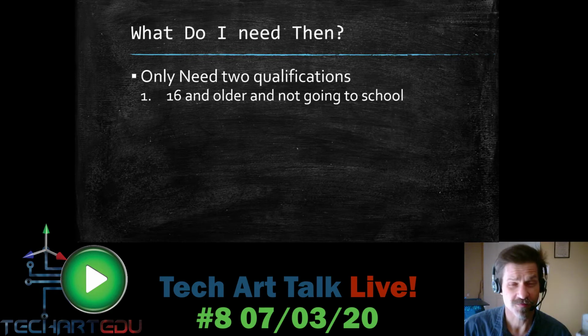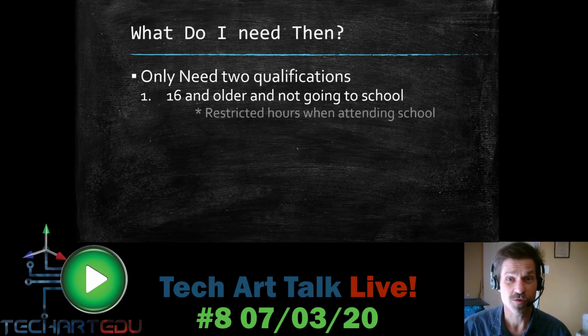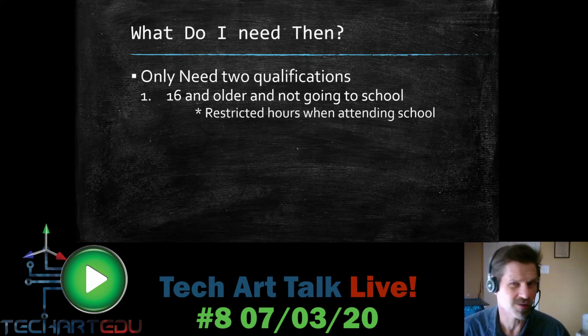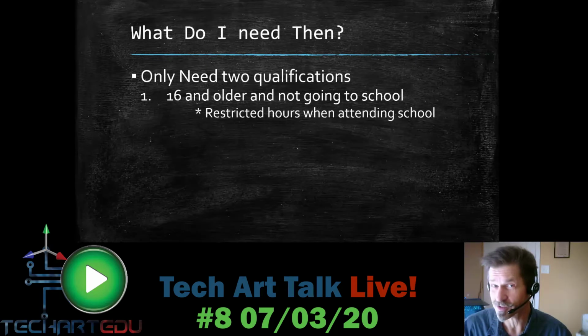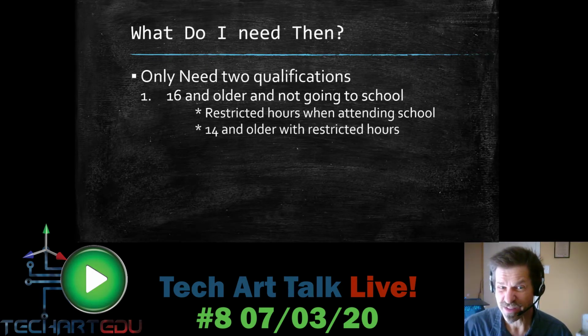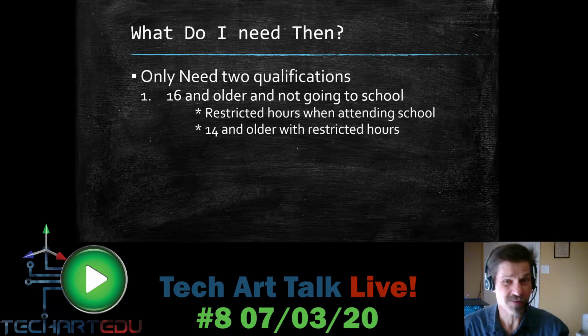First, in Florida, you've got to be 16 or older and not going to school. Now, if you are 16 and going to school, well, then you can't work past 10 o'clock at night. And there are certain hours, and like you can't work more than like 35 hours. But yeah, you could work as a technical artist if you're 16 or older. Well, guess what? You could technically work if you're 14 and older, but you've got to have restricted hours.